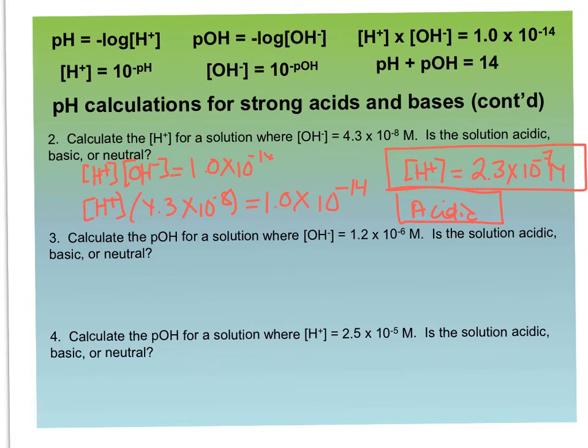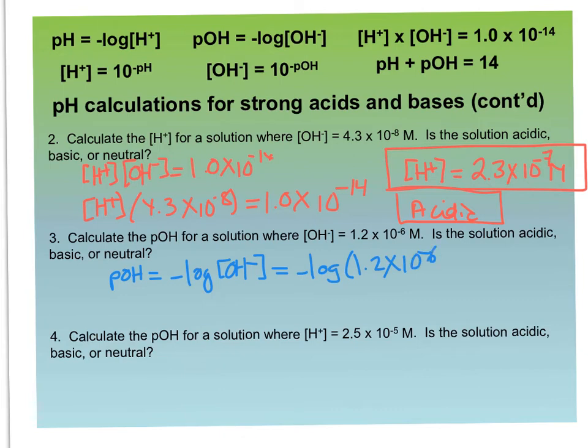Let's look at question number 3. It says calculate the pOH for a solution where the OH- concentration is given to us, and we want to know if it's acidic, basic, or neutral. So I have the OH- concentration, and I want to find the pOH. So you want an equation that has those two things in it. So that would be this equation here. So let's rewrite it. pOH is equal to negative log of the OH- concentration. So negative log of 1.2 times 10 to the negative 6.